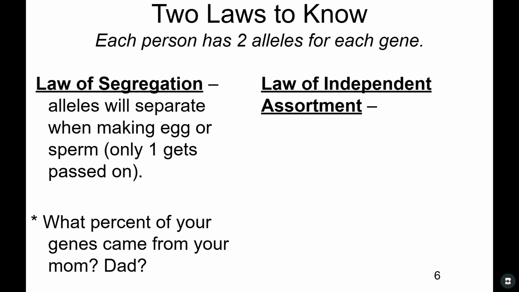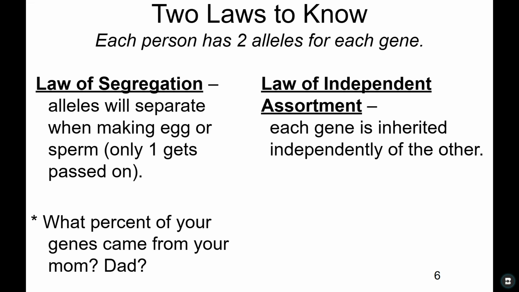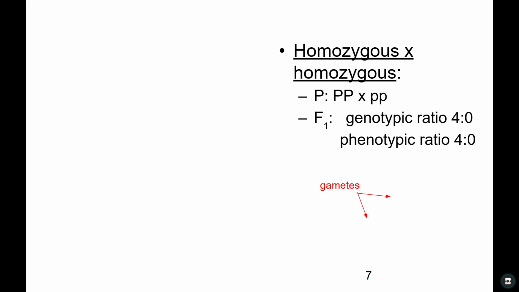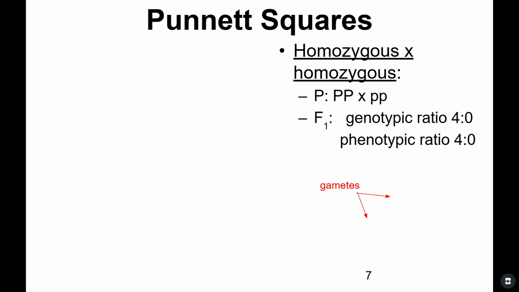The other law is the law of independent assortment. This has to do with the idea that each gene is inherited independently of one another. So the inheritance of hair color is not necessarily connected to the inheritance of skin color or eye color. You should roughly get about 50% of your genes from each parent. In other words, your hair color, for the law of independent assortment, should not affect your eye color, assuming they are inherited independently. Let's take a look at a couple of crosses.